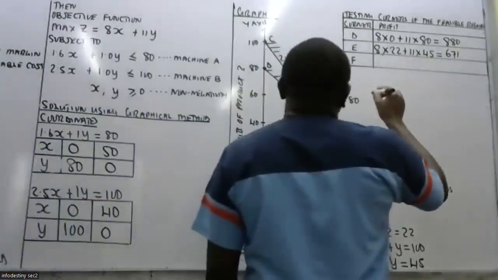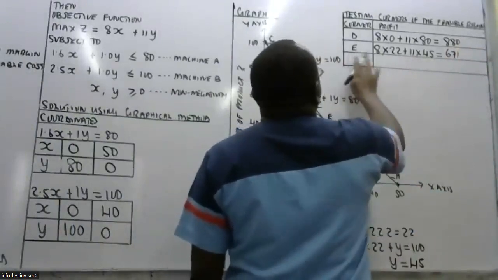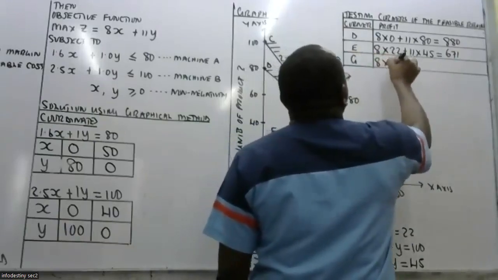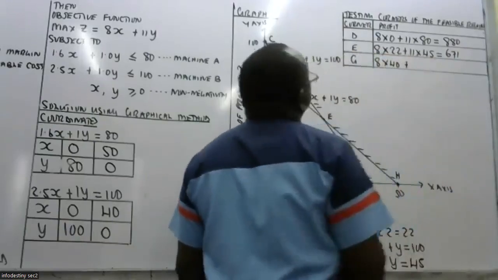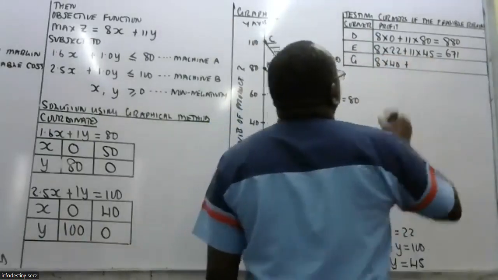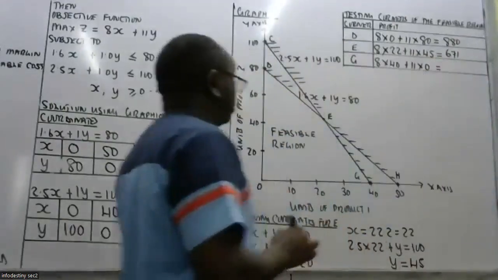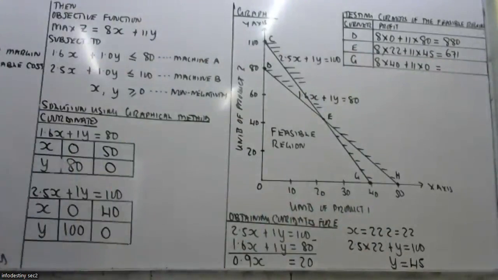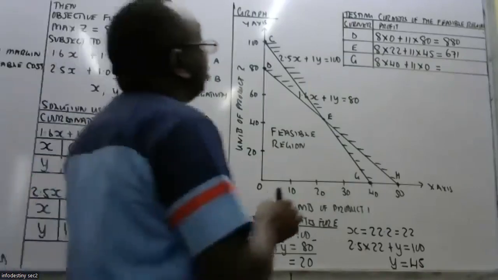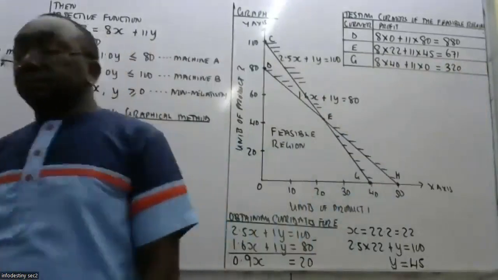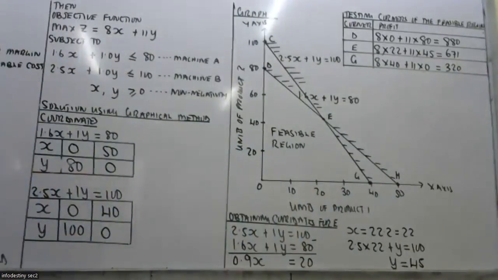So at corner G, X is 40, so it is 8 times 40 plus 11 times 0, which gives $320. That is how the corners are tested.